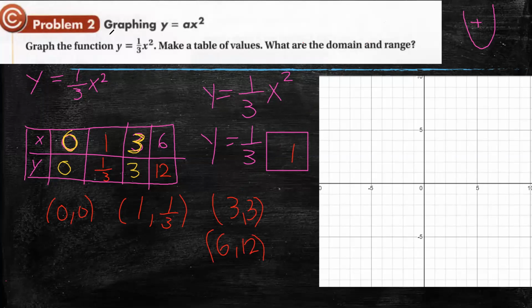Okay, teacher. So I have now these 3 points: (0, 0), (1/3, 3), (3, 3)... and (6, 12). Then now let's plot all the points here. (0, 0). This is now the first point.